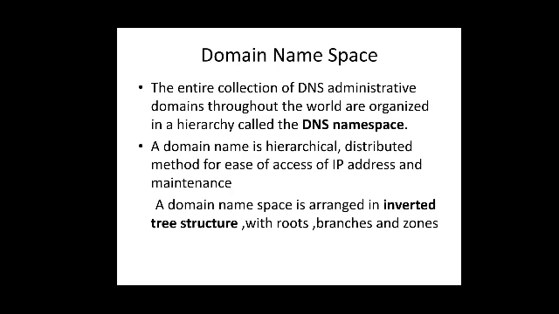A domain namespace is arranged in an inverted tree structure. It means at the top you have the root, and from the root you have to reach the branches. For a normal tree, the root is at the bottom and the branches are on top. But in your domain namespace, the root is at the top and the branches are at the bottom. So it is an inverted tree structure, which will have roots, branches and zones.